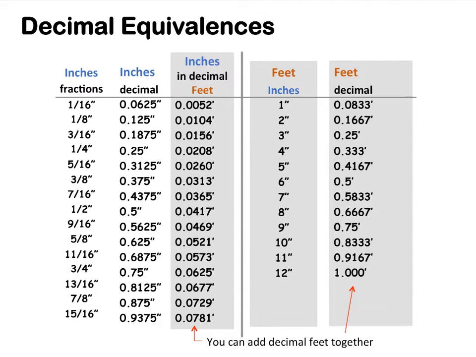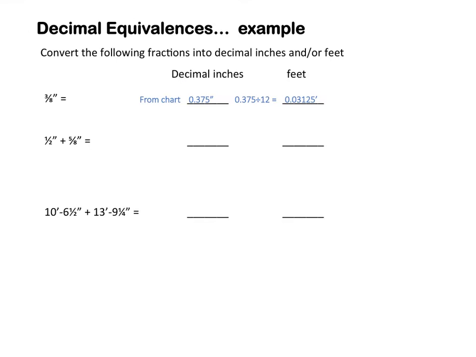You can add decimal feet to decimal feet, meaning you can take this set of numbers here and add it to this set of numbers over here. In your handout, you will find a chart of decimal equivalences. You can use that for a reference as you become comfortable dividing these things out on your calculator.